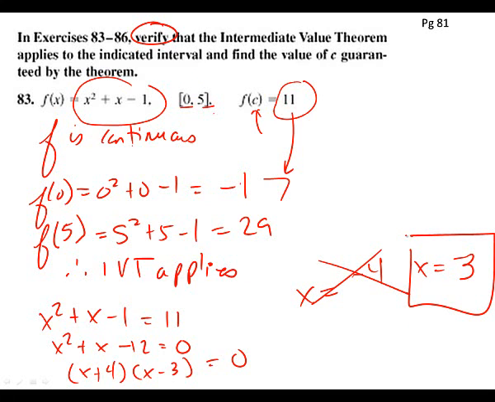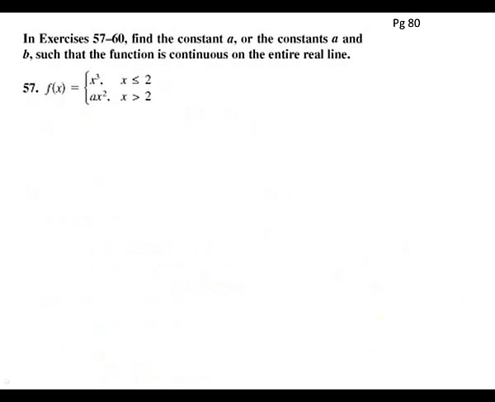What others do we need to go over from this? We haven't touched yet on the book hints. Which one? Page 80, number 57, that one? Alright, yeah, this is a good one too. Find a constant a, or the constants a and b, such that the function is continuous on the entire real line. Basically, the right and left-hand limits have to be equal.